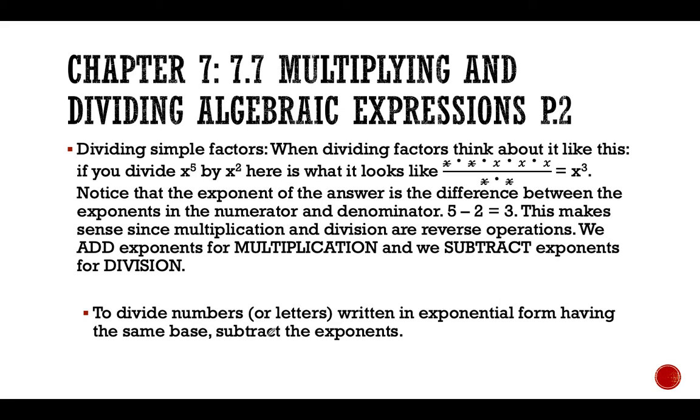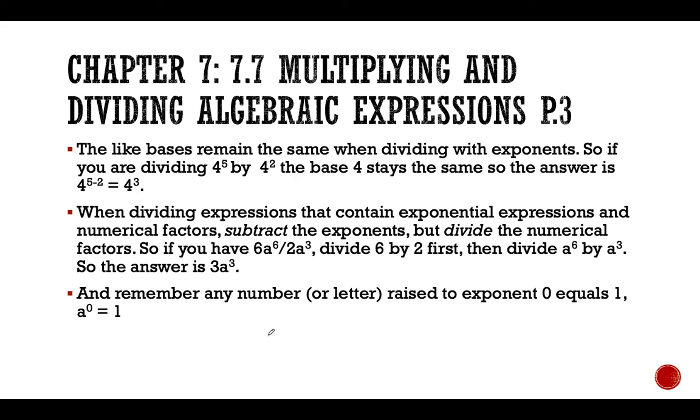When you divide factors, think about it like this. If you divide x to the 5th by x squared and we write it out, it would look like x times x times x times x times x divided by x times x. You'll notice we can cancel 2 of the x's in the numerator with 2 of the x's in the denominator to get x cubed. So to divide numbers or letters written in exponential form having the same base, we subtract the exponents. The like bases remain the same when dividing with exponents.